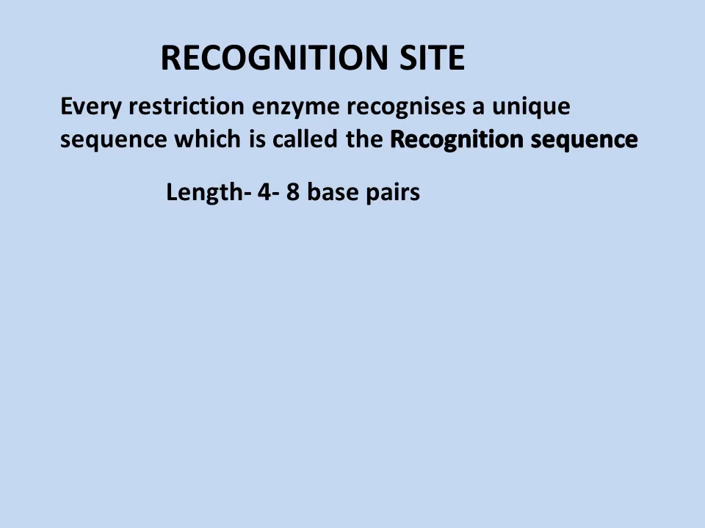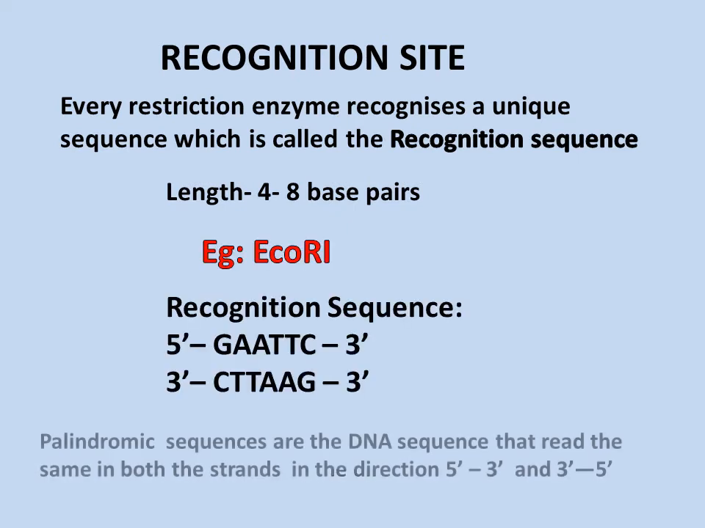Every restriction enzyme recognizes a unique sequence which is called the recognition sequence, which is usually of length 4 to 8 base pairs. Here is EcoRI's recognition sequence. Recognition sequences are usually palindromic. Palindromic sequences are basically DNA sequences that read the same in both the strands in the direction 5' to 3' and 3' to 5'.